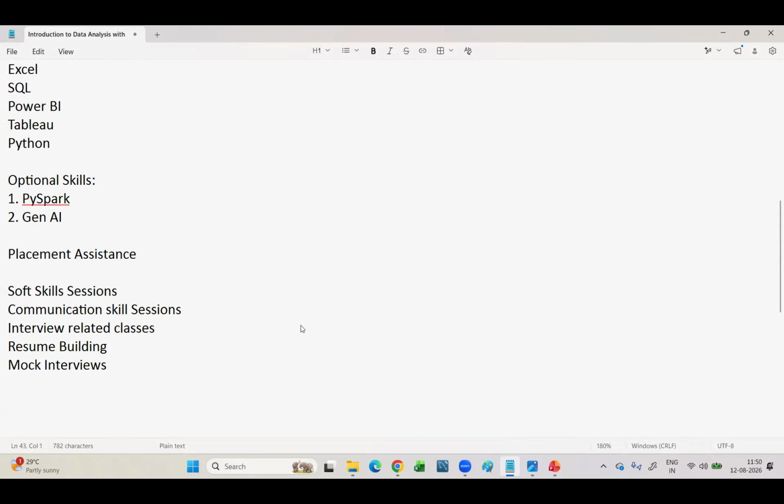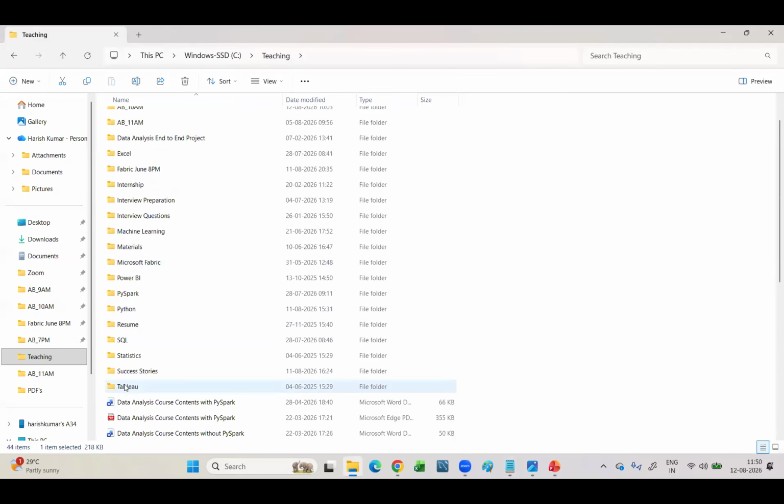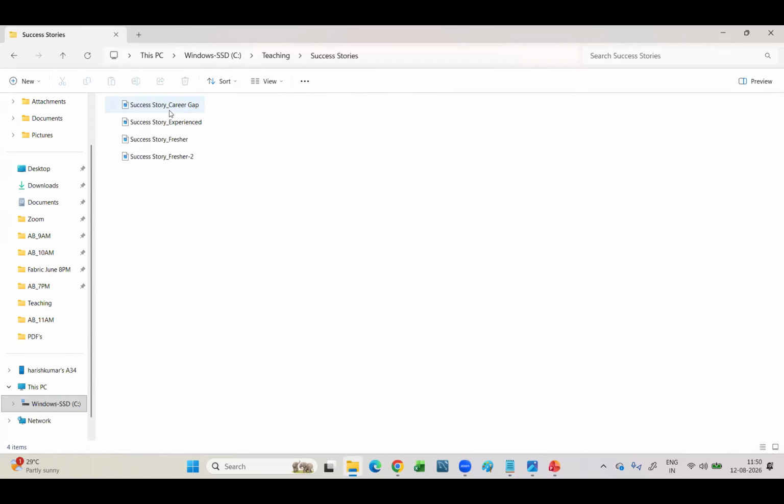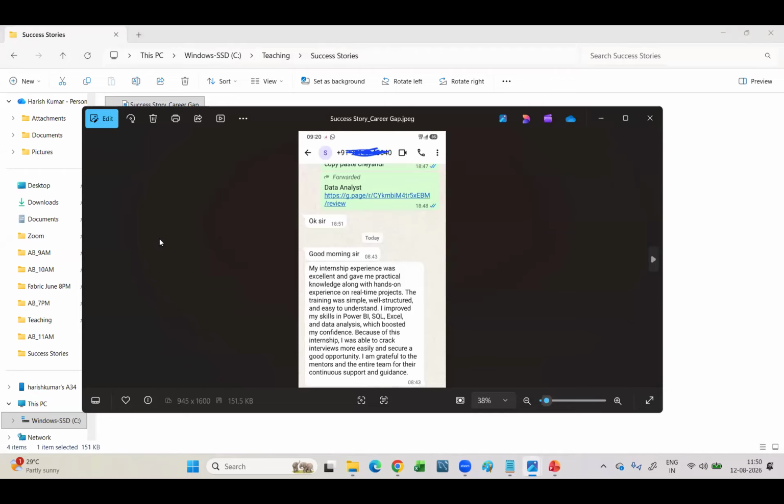If you want, I can even show you the success stories. I have kept them separately. There are a lot, but I have kept only two here to show you. Even this is a career gap student who was placed in a company recently. Some students might think placement assistance is only for freshers, and that if I have a career gap or am already working, I might not be eligible or might not get the jobs. Nothing like that.